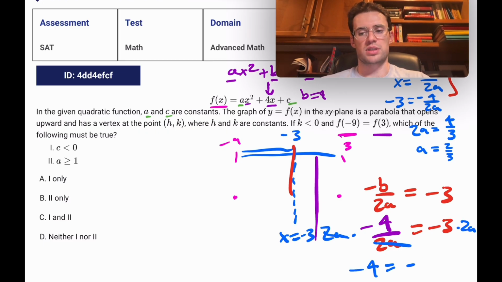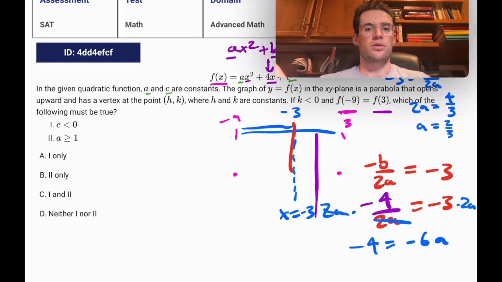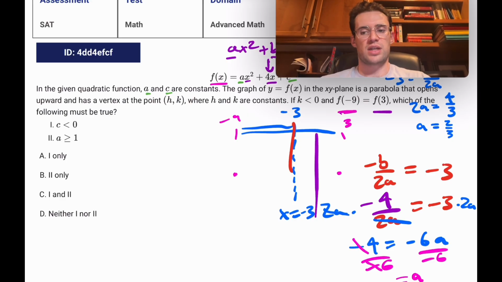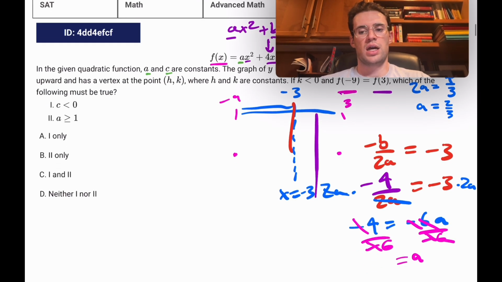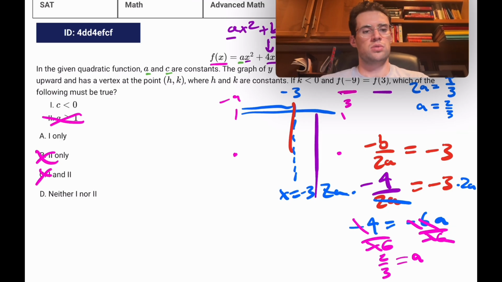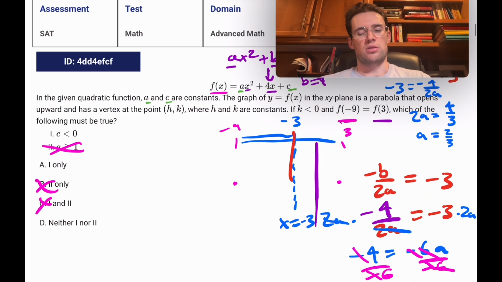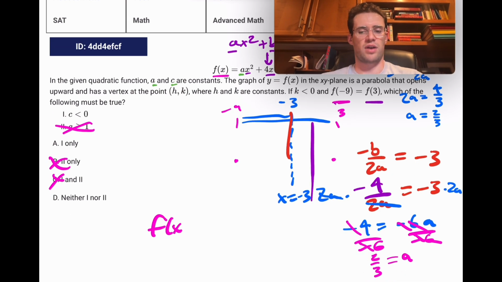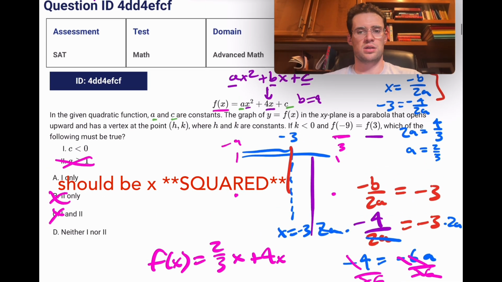Now we can just multiply both sides by 2a, and these 2a's cancel. You get negative 4 equals negative 6a. And then to get a alone, you just divide both sides by negative 6. The negatives cancel, and 4 divided by 6 is 2/3. So a equals 2/3. They say a is greater than or equal to 1. That's not true. So we know it's not 2, it's not 1 and 2. And now we should figure out, is c less than 0? Well, we know that our a value is 2/3. So if we rewrote it, it's f of x equals 2/3 x squared plus 4x plus c.